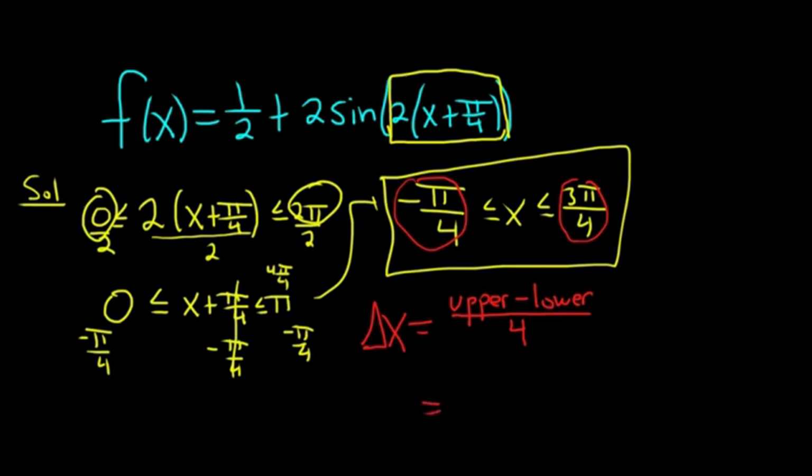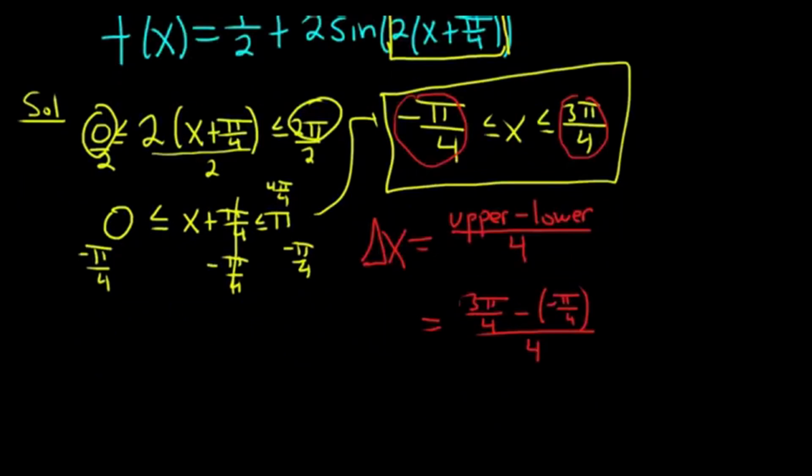So this is 3 pi over 4 minus negative pi over 4. Upper minus lower, and then all of that is divided by 4. It always works. It's always the biggest minus the smallest. Let's see what happens here. Minus and minus is plus. So this is 4 pi over 4 over 4. So this is just pi over 4. So our delta x is equal to pi over 4.